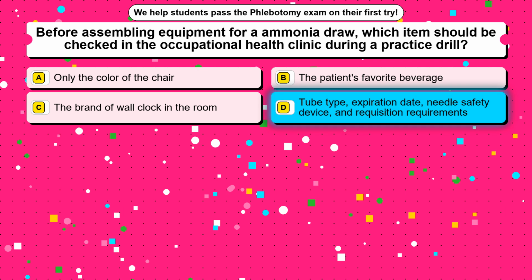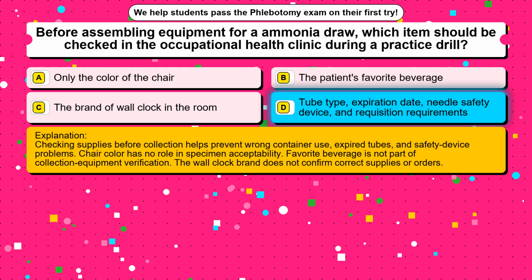Tube type, expiration date, needle safety device, and requisition requirements. Checking supplies before collection helps prevent wrong container use, expired tubes, and safety device problems. Chair color has no role in specimen acceptability. Favorite beverage is not part of collection equipment verification. The wall clock brand does not confirm correct supplies or orders.